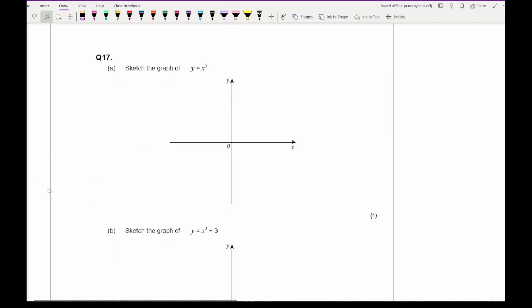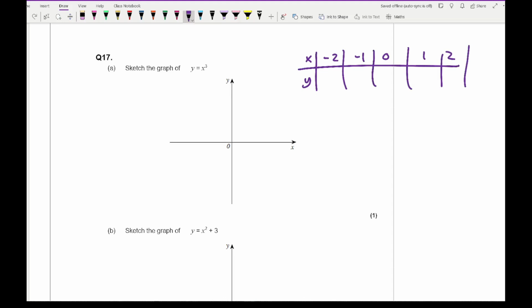Question 17 looks at sketching graphs. For this, it's just a case of recognizing what the graphs look like, but if you ever struggle to sketch a graph, then just simply draw a table of values. So if you substituted x equals -2, -1, 0, 1, 2, and worked out the y values by substituting the x numbers into the equation, you would have a set of coordinates and then just do a little sketch. But generally speaking, this graph looks like that. So it's a bit of an S shape. It's basically a curve that starts in the positive quadrant and then moves to negative in the third quadrant.